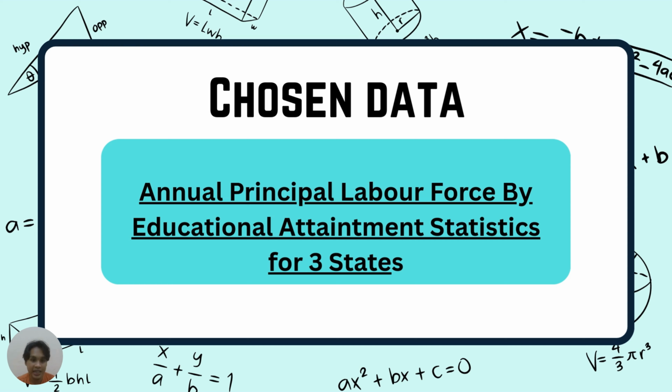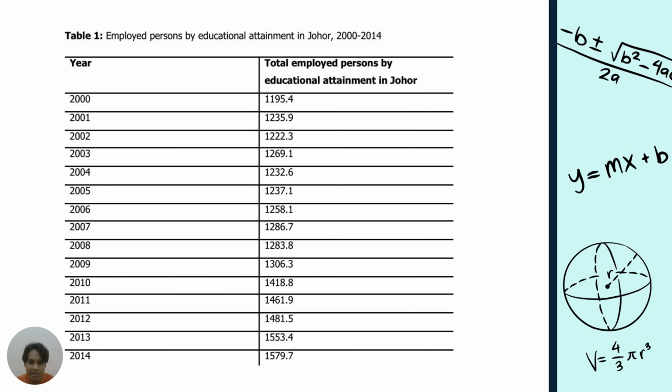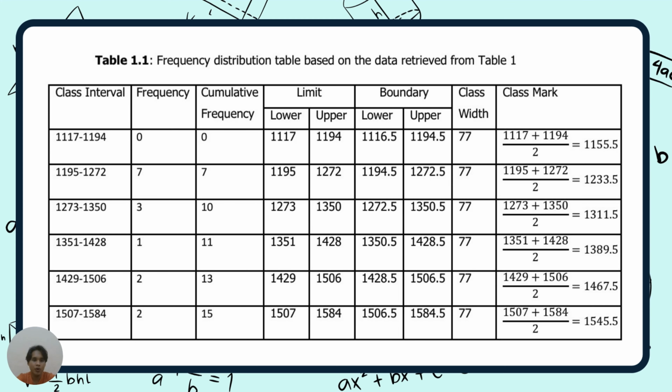So our chosen data, as I just mentioned, is the annual principal labor force by education attainment statistic for these three states. As you can see, we provided the data for each year for the employed person by educational attainment in Johor from 2000 to 2014, for each state actually. So this is the Johor part. We have 15 data for 15 years, and also this is our frequency distribution table.